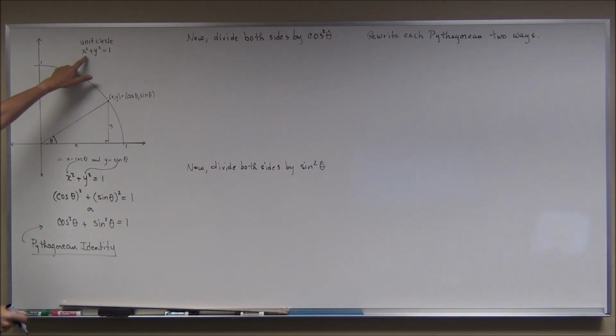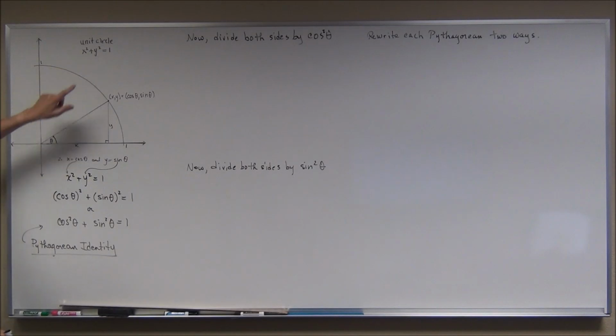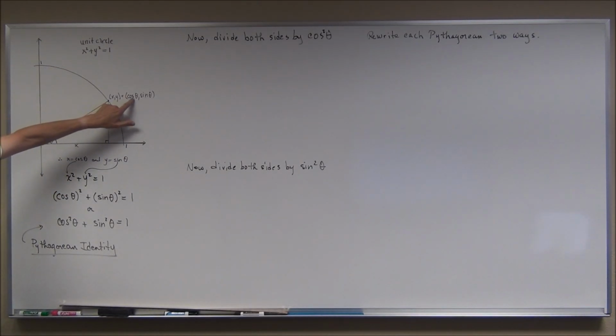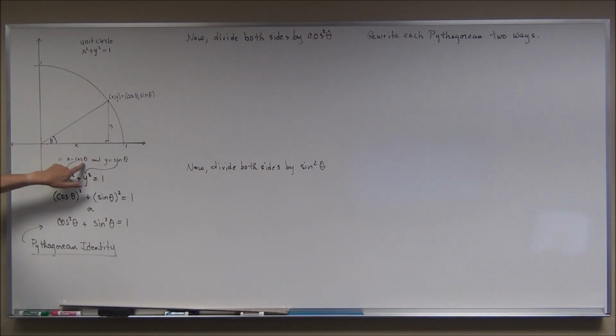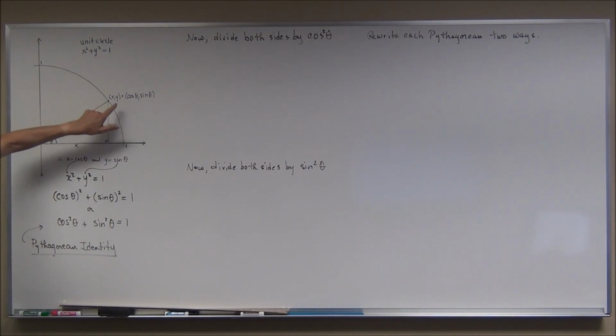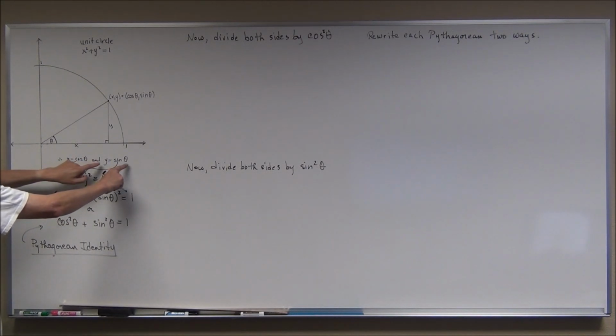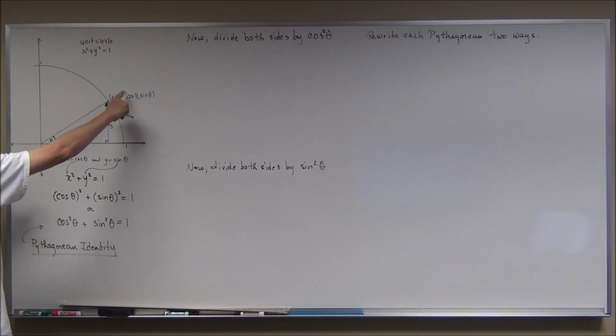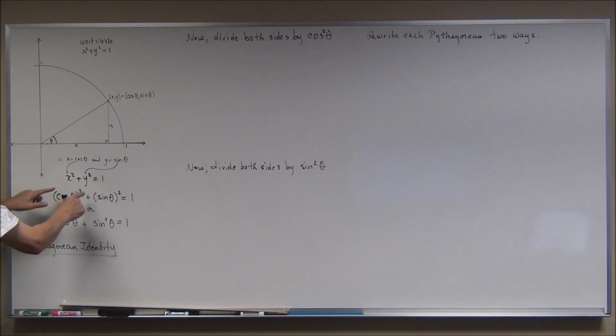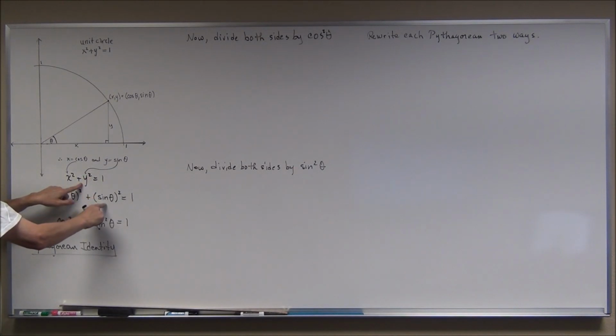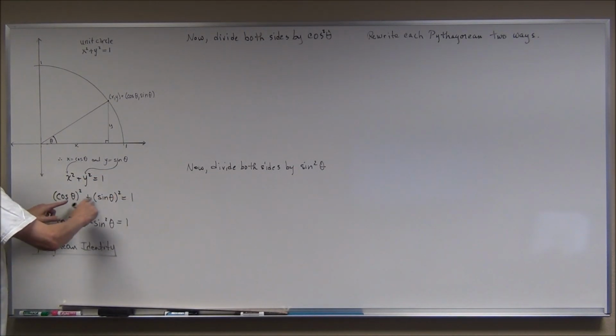Now, if I take the equation of the unit circle and bring it down here, and I replace the x with what the x is equal to, which is the cosine of theta, and I replace the y with what the y is equal to, the sine of theta. So I have the x as the cosine of theta and the y is the sine of theta. And if I plug those in, for x I have the cosine of theta and that gets squared, and for the y I have the sine of theta and that gets squared. I get this equation here.